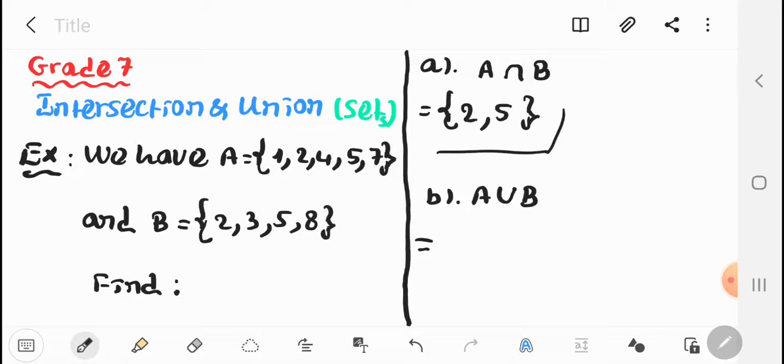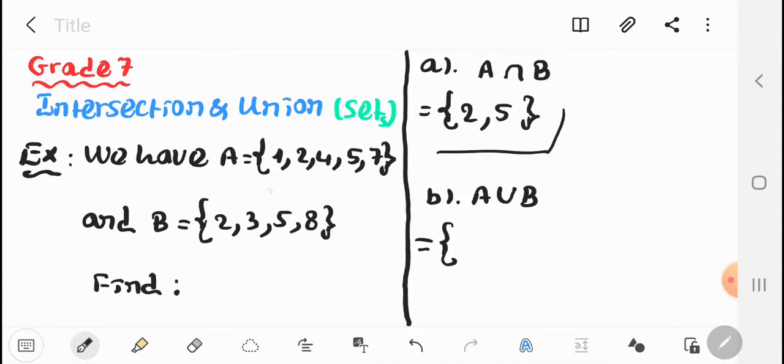But there's one thing to remember: if an element is in A and also in B, we just write it one time. Or we can say that an element in the intersection between A and B, we write only one time. We don't write it two times. So let's see how we write the union of A and B.